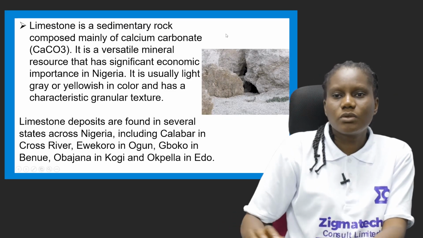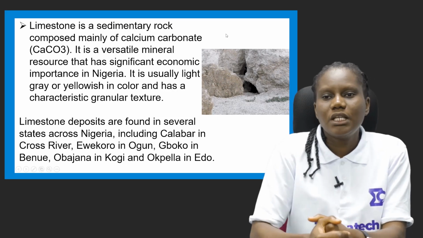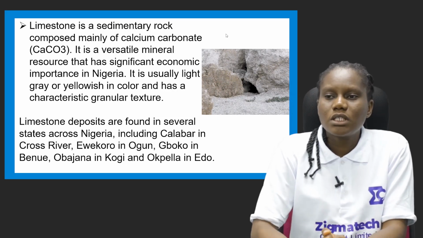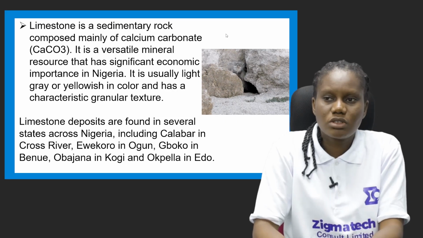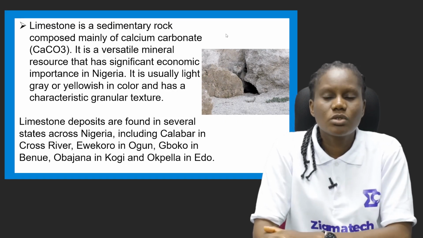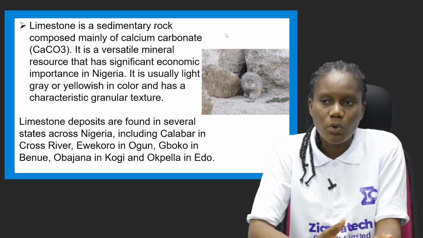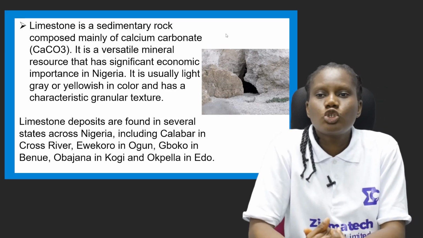So let's go over to limestone. Limestone. We are looking at some major mineral resources in Nigeria. We've looked at the fossil fuel. Now we are at the limestone.